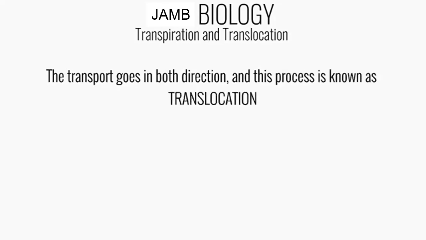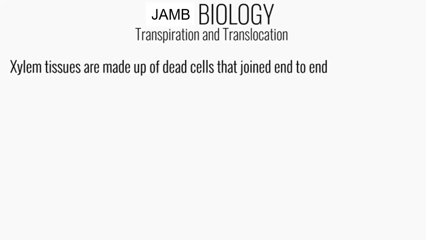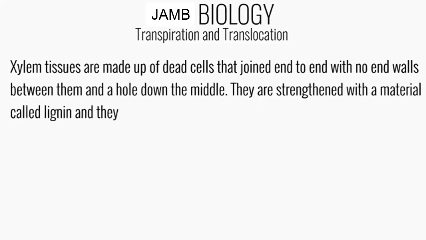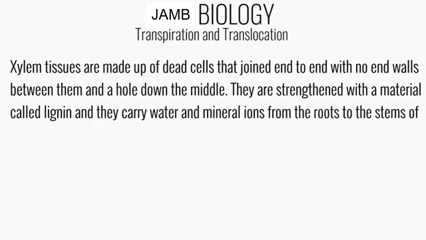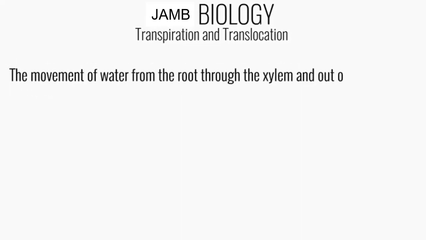On the other hand, xylem tissues are made up of dead cells that are joined end to end with no end walls between them and a hole down the middle. They are strengthened with a material called lignin, and they carry water and mineral ions from the roots to the stem and leaves of the plants. The movement of water from the roots through the xylem and out of the leaves is called the transpiration stream.